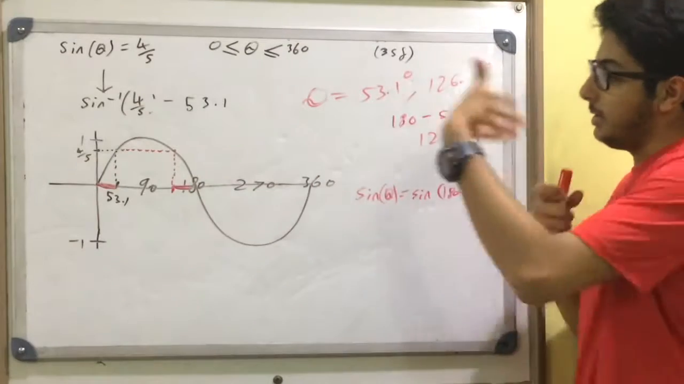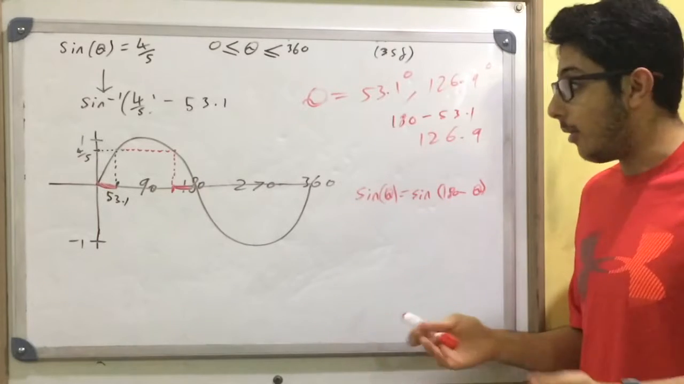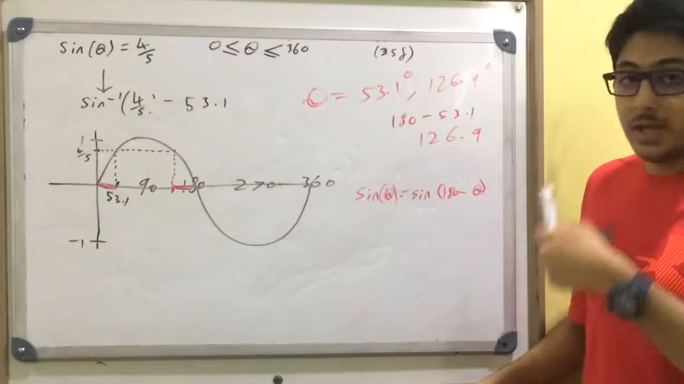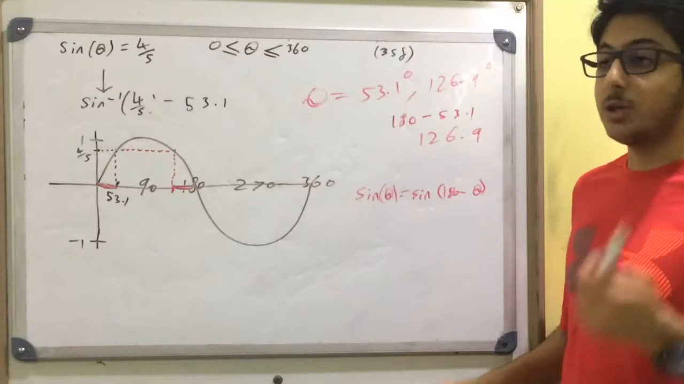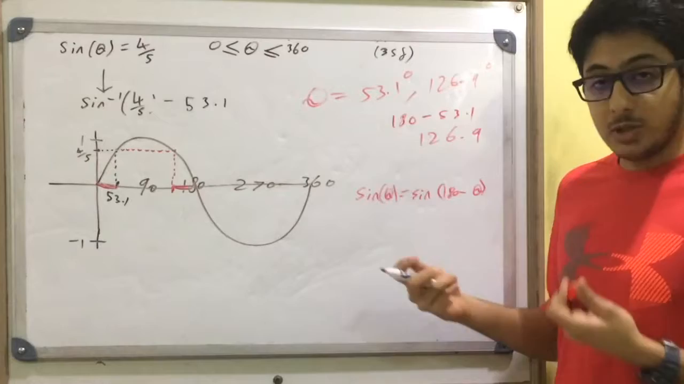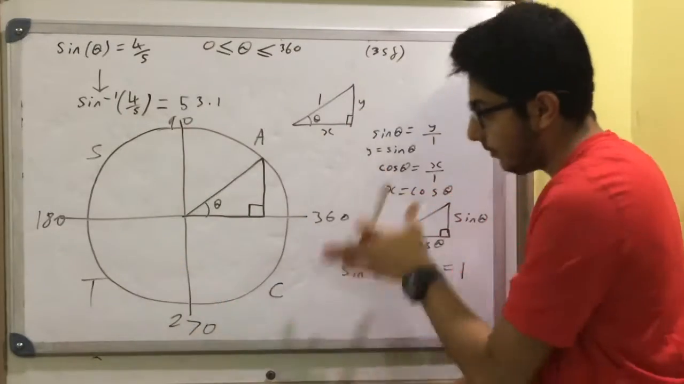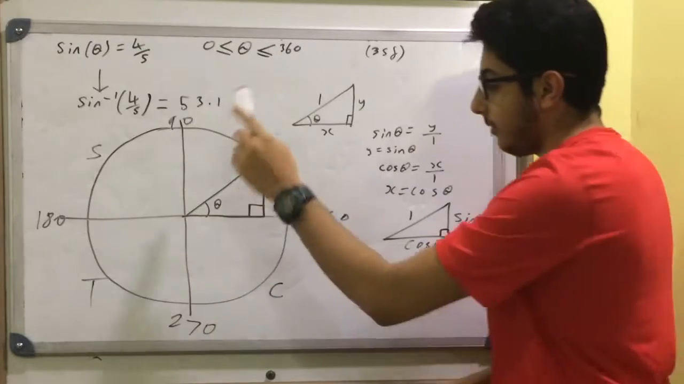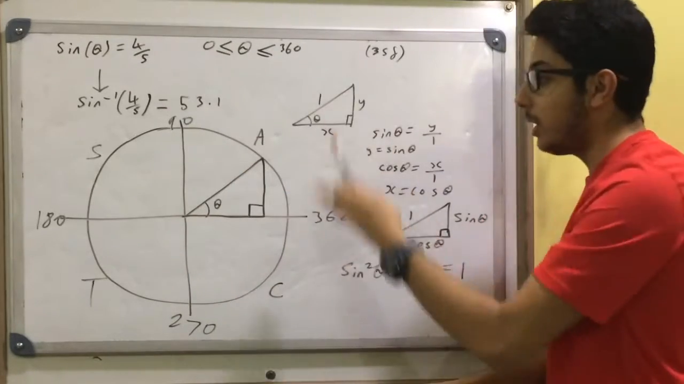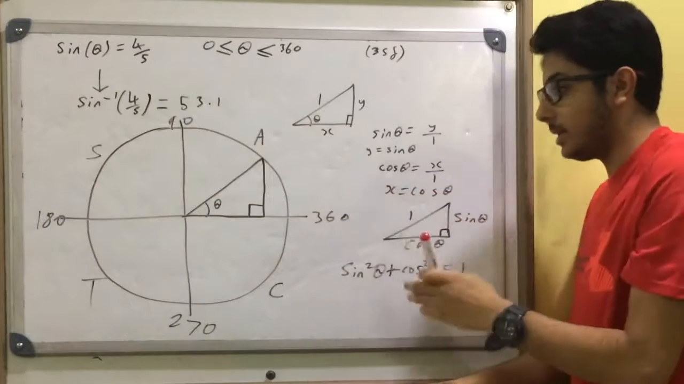Now you could sketch the graph and work out the other solutions like I just did, or you could use something called the unit circle, which can prove more useful than sketching out the graph in full in some situations. I'm going to show you that right now. So this is the circle, and we have 360 degrees or 0, and then we go to 90, then 180, then 270, and back to 360.